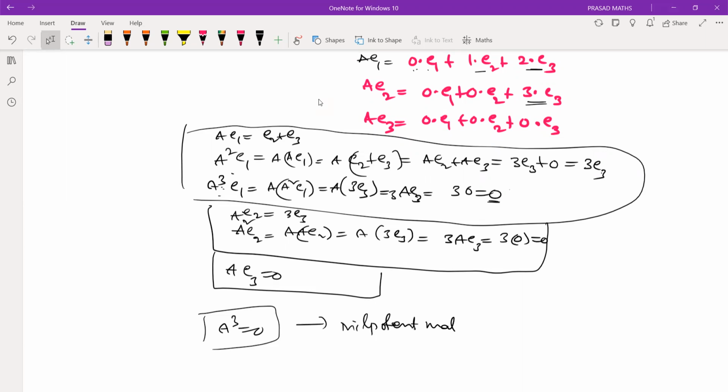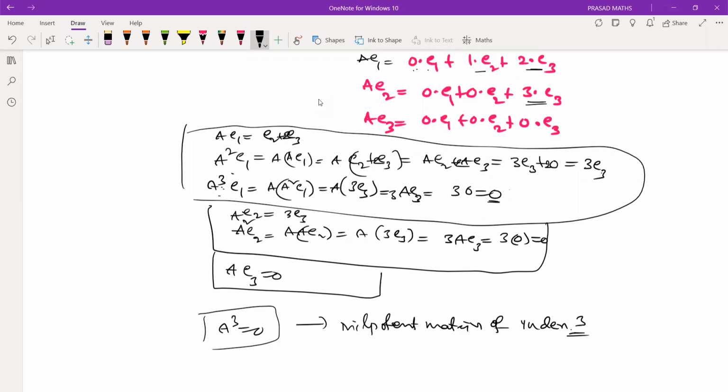This is a very short technique actually. For a nilpotent matrix, one can use this technique for computing Jordan blocks. So therefore, this index. Sorry, A e1 equal to e2 plus 2e3. Yeah, 2e3. Is there any problem? Nothing problem, right? If a constant is there, nothing problem. Understand, nothing changes.